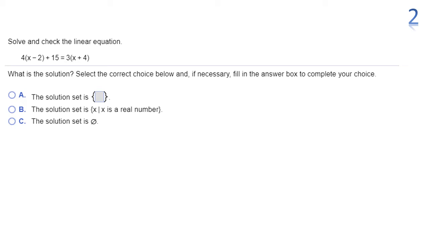Now in this question, you will simply solve. Start off with the distributive property. The distributive property says to take the number in front of any parentheses and multiply. So we end up with 4x minus 8 and bring down the plus 15 equals. Then on the other side of the equals, I multiply through and I get 3x plus 12.